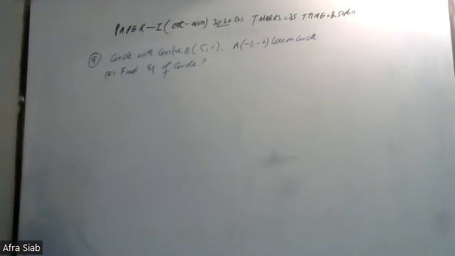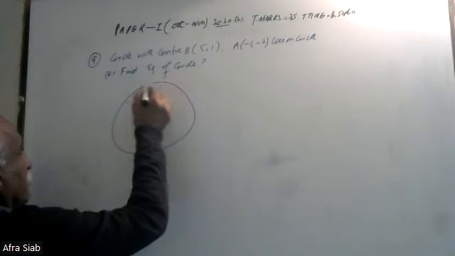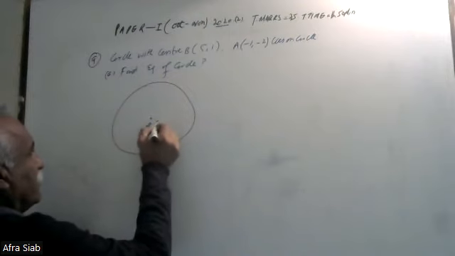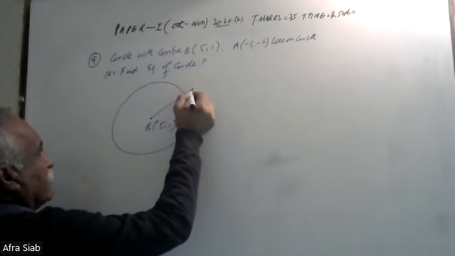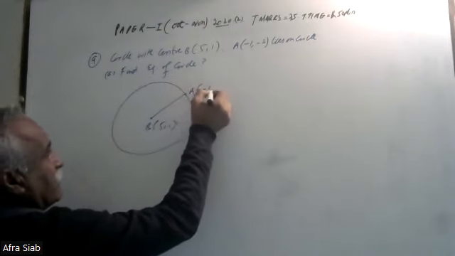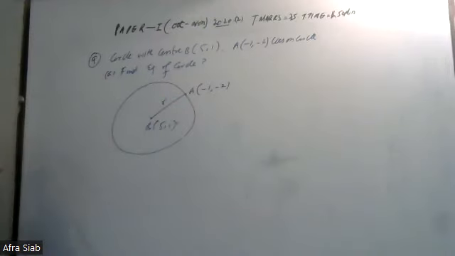Question 9. A circle with the center B has coordinates 5, 1. A, minus 1 and minus 2, lies on the circle. Find the equation of the circle. So let's say this is a circle with the center B as 5, 1 and A lies on it, that is minus 1 and minus 2. So you are going to find out the radius first.